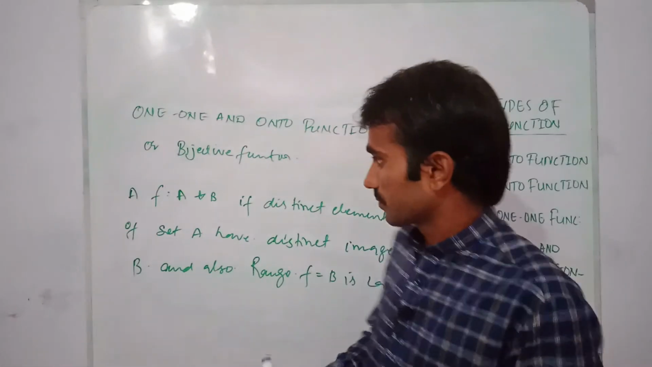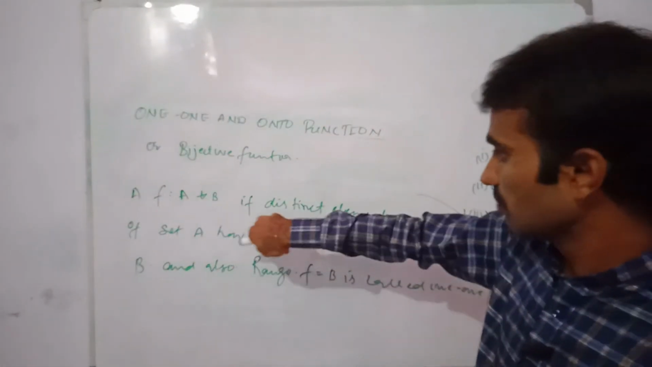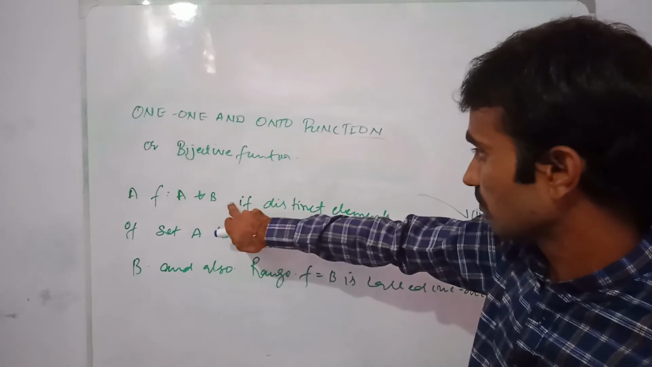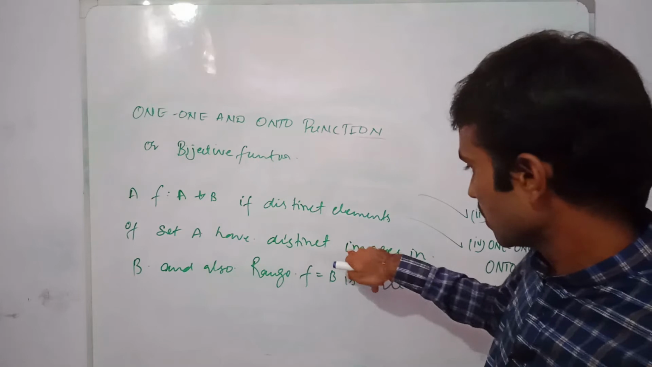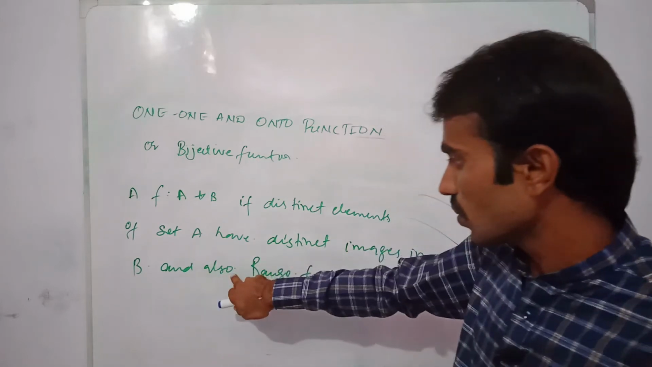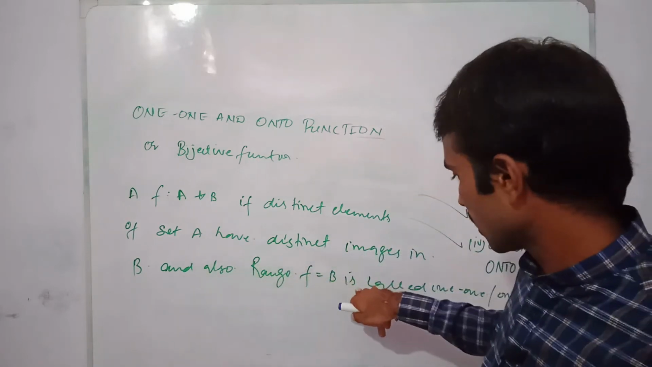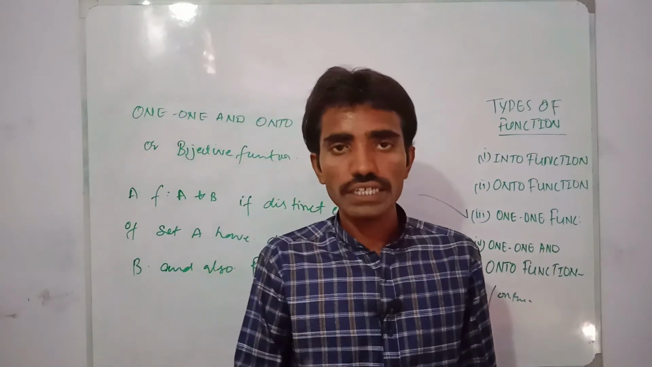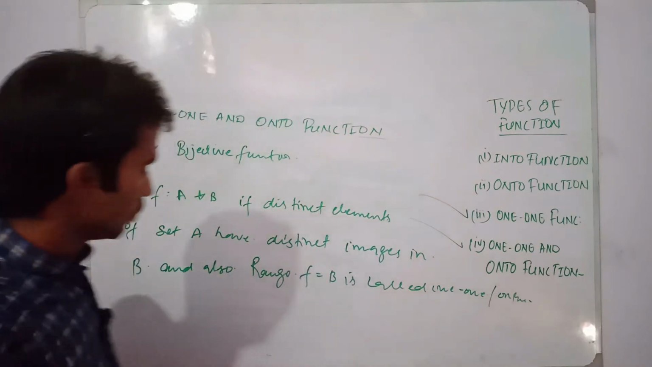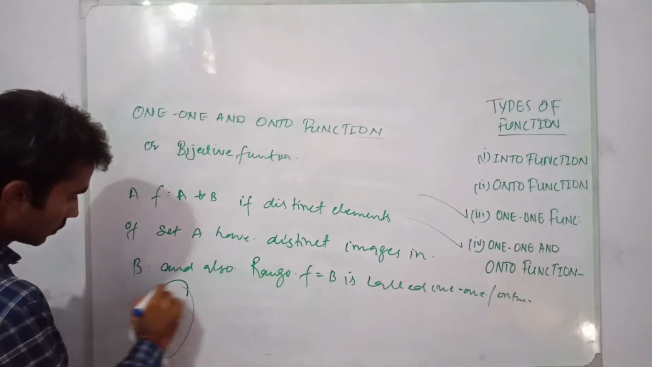So guys, a function f from A to B is said to be a one-one onto function if distinct elements of set A have distinct images in B and also range f is equal to B. It is called a one-one onto function, or we call it bijective function. So let's move towards the example to clarify the definition.